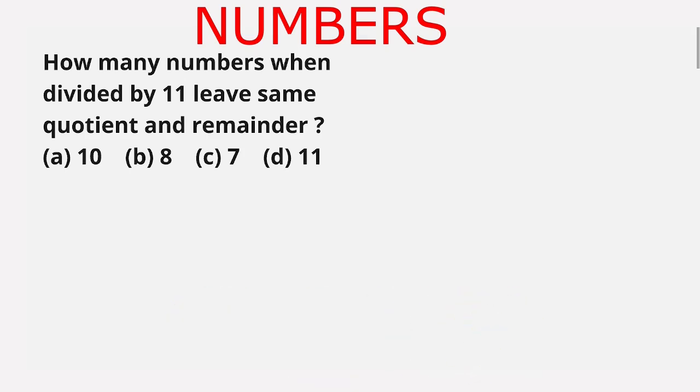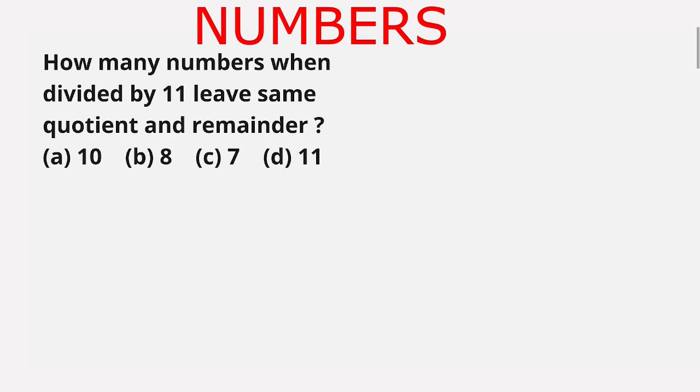This is a very easy question. As the divisor is 11, the remainder has to be less than 11, and the maximum remainder will be 10. When any number is divided by 11, the maximum remainder will be 10 and the minimum remainder will be 0. But in this case, quotient cannot be 0.